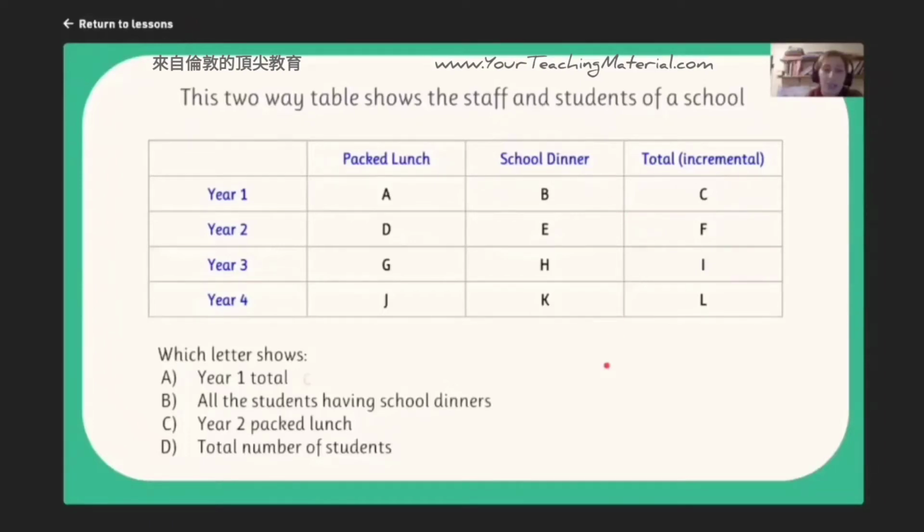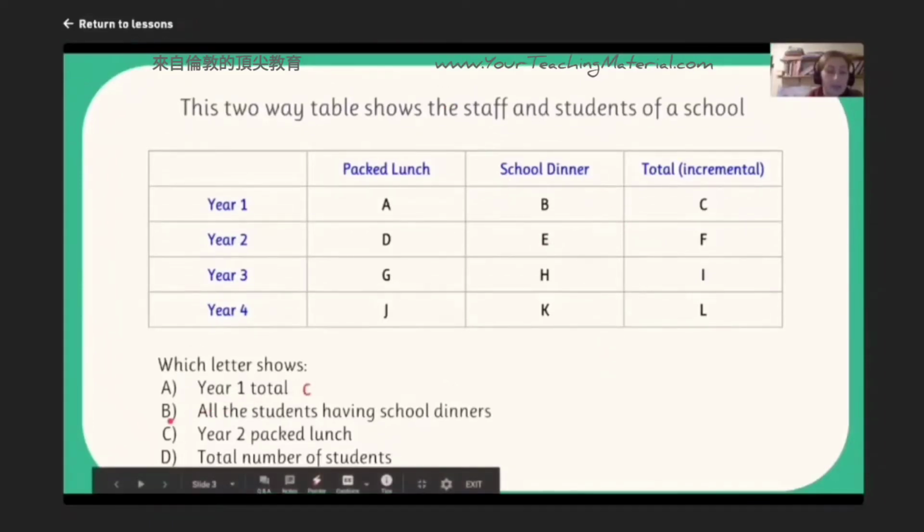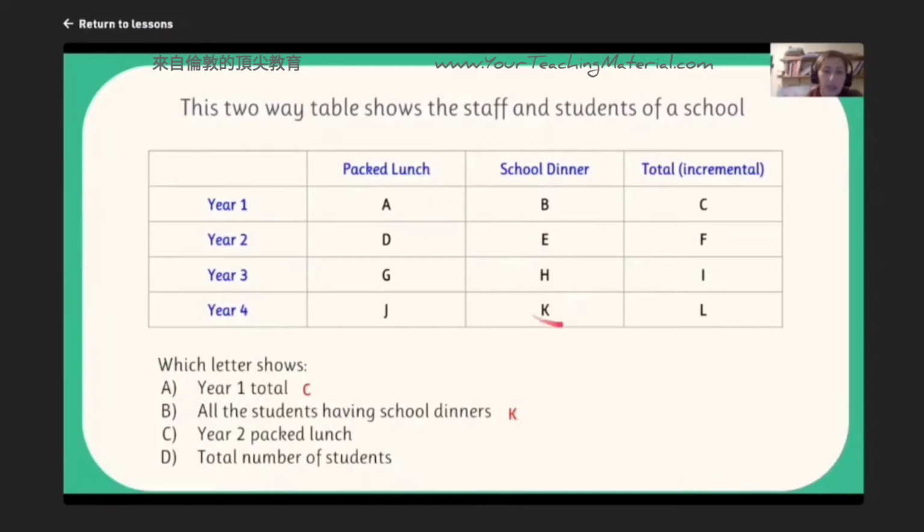Okay, so the answer was C. Okay, B, all the students having school dinners. So for B, all the students having school dinners. Put your answer in Q&A. That was K. So if we look at all the students who have school dinners, it's K for that first one, because that's the total of all the students.